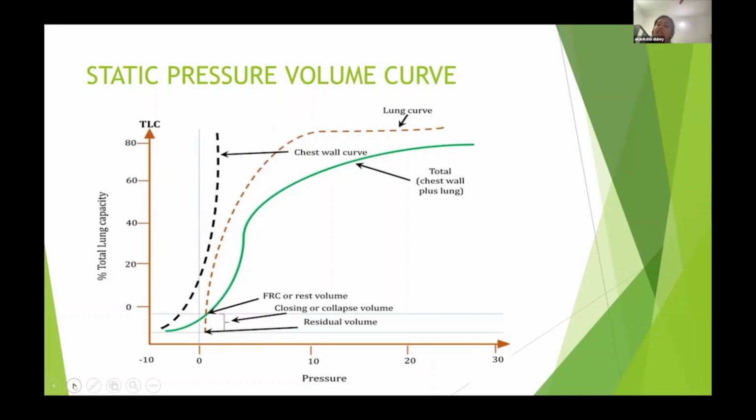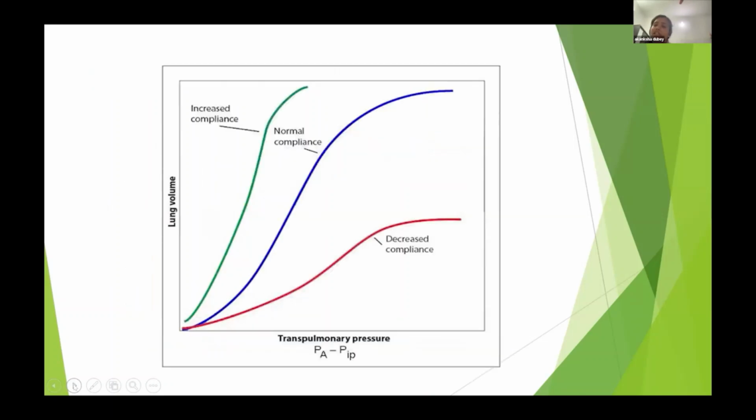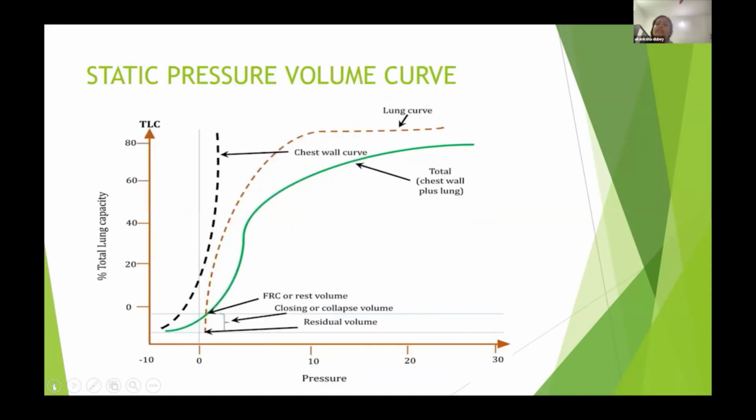Next, please. Yeah. So in this curve, we can see the green curve. Back, please. The previous slide. Yes.